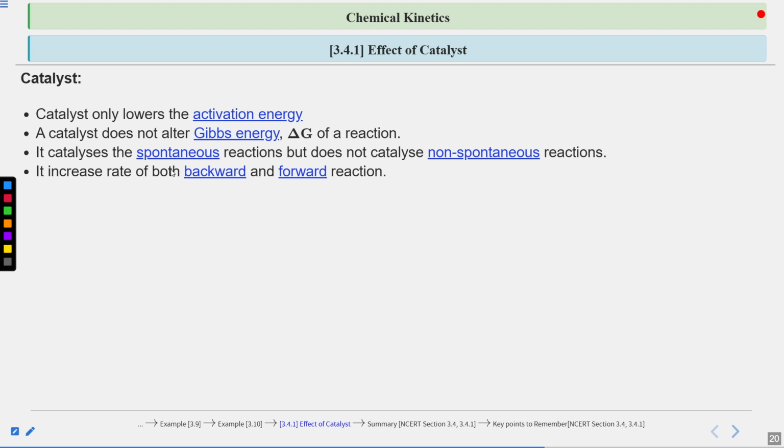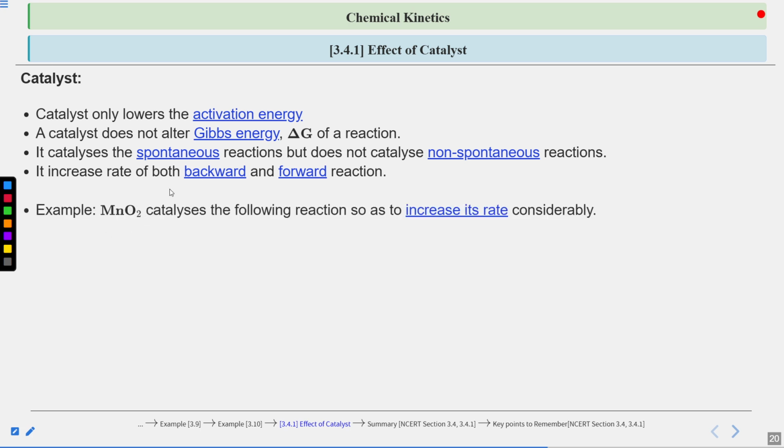It increases the rate of both the backward and the forward reaction. If you use a catalyst in an equilibrium reaction, it is going to increase the rate of both the backward and the forward reactions. Backward means the product is converting to the reactant again. Forward means the reactant is converting to the product.